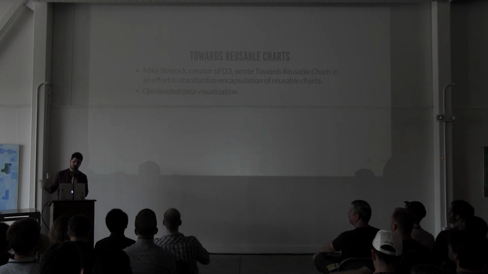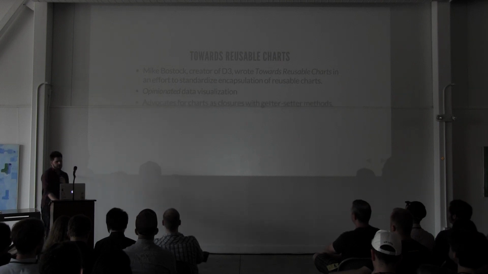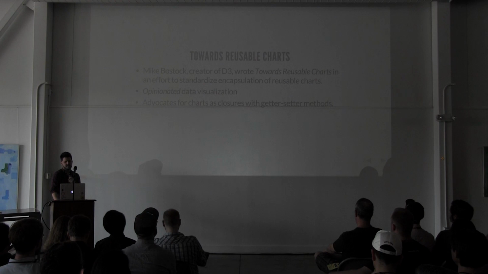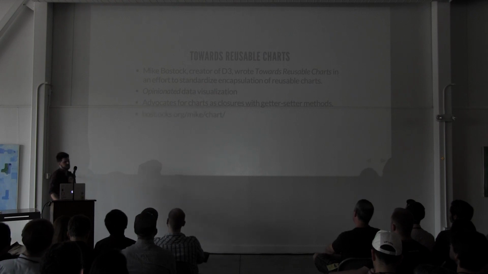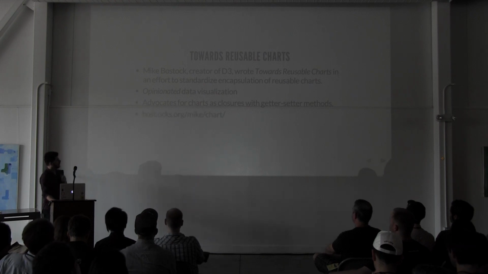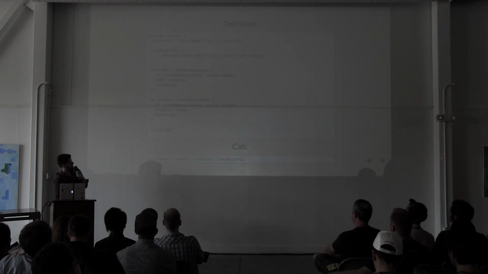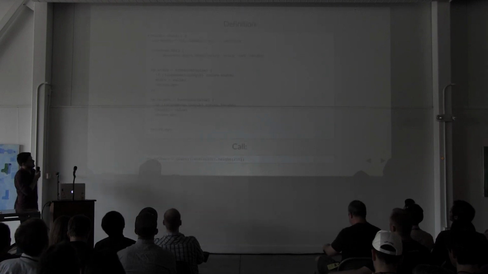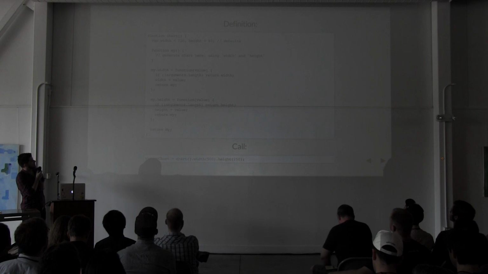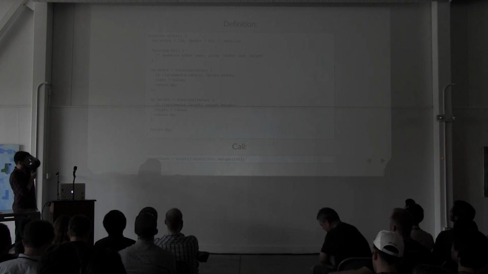And we're all Ember people, so this sounds pretty familiar to us. He advocates for charts as being closures with getter and setter methods. And there's a link to read the article if you like. So here's what it tends to look like. What he asks people to start doing is a chart that is defined in this kind of way. And if you take a look at it, you'll see the definition.